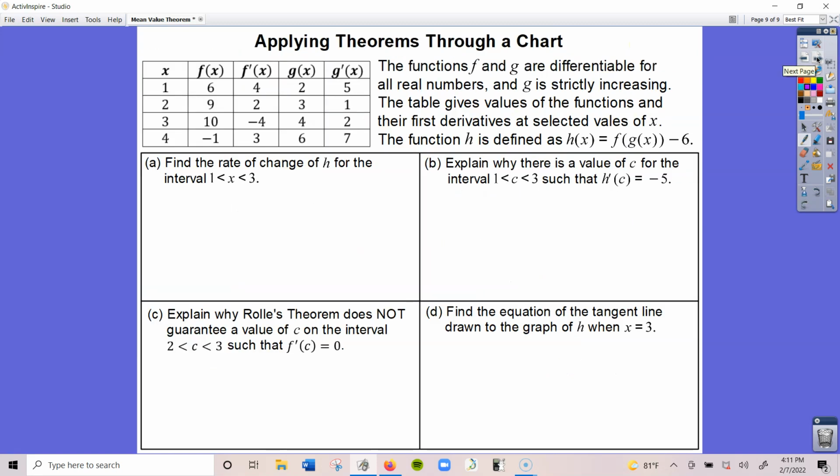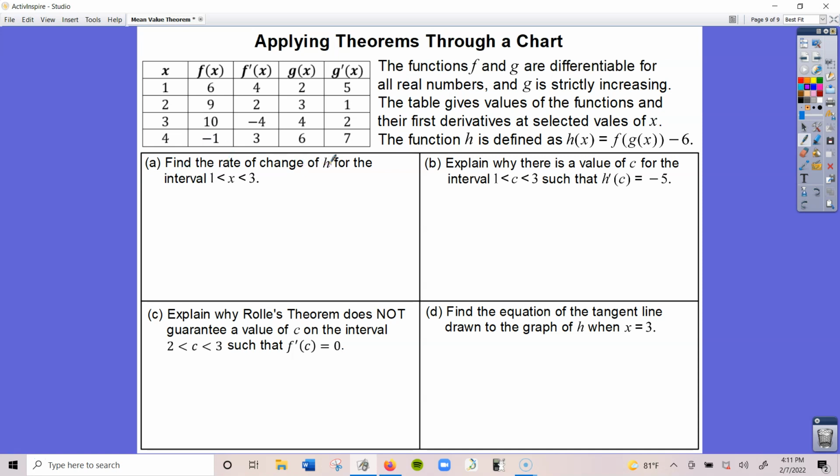All right, lastly, here what we're going to do is look at these theorems that we have just learned. We're going to read this question and we're going to apply these theorems through a chart. Sometimes in your questions, you're not necessarily told what theorem it is that you're applying, but you have to be able to determine what theorem is being applied depending on those conditions that are given. So let's start with A.